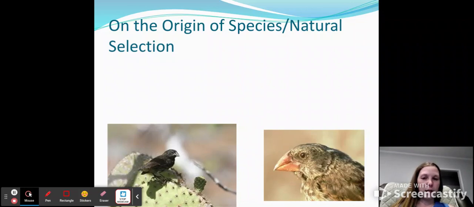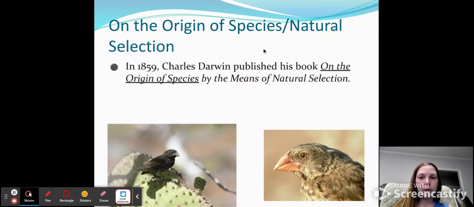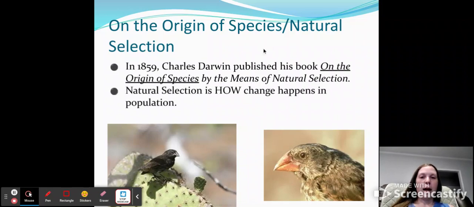Down here, you will see the Galapagos finches. As mentioned in the previous lesson, they have different beak shapes so that they could eat different seeds, different berries, things like that, because there was so much competition over their original food source. In 1859 is when he published his book, and natural selection is how change happens in a population.